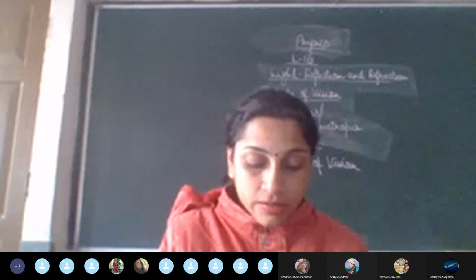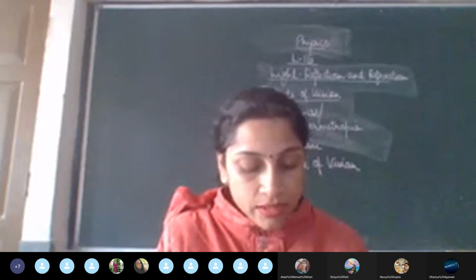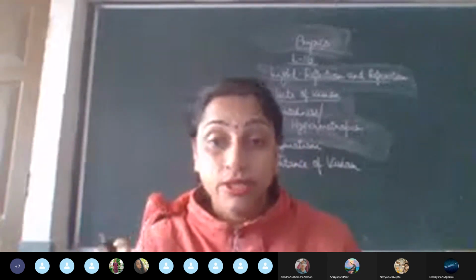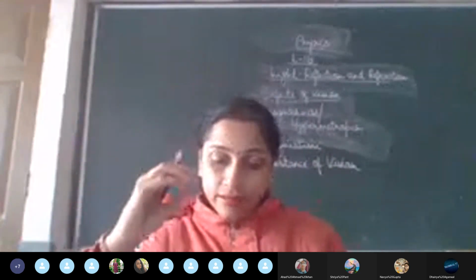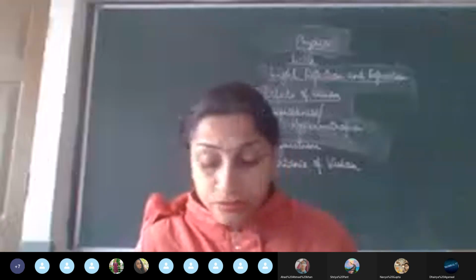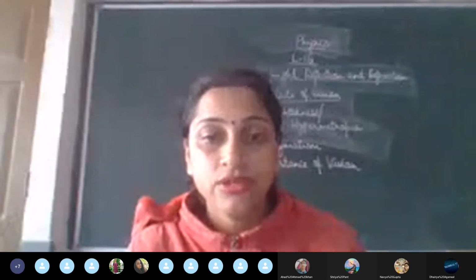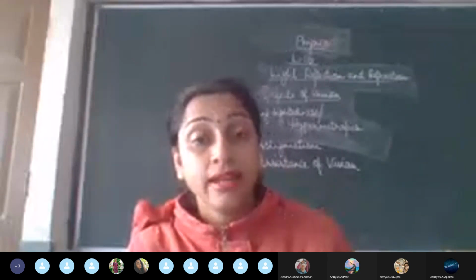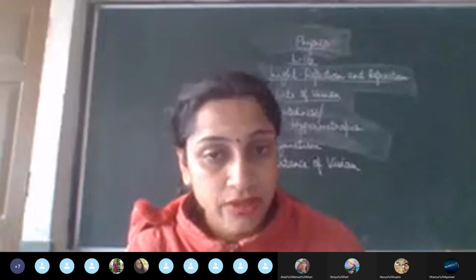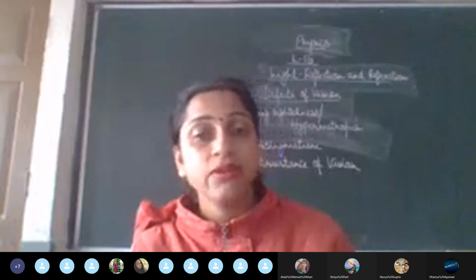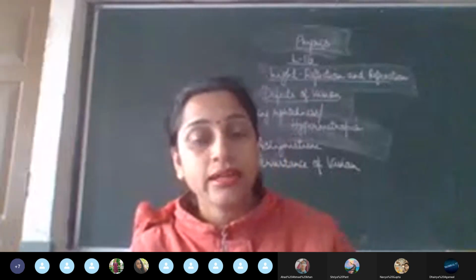So a cylindrical lens focuses, please underline the last line, the cylindrical lens focuses light into a line instead of a point. So in a proper manner, it is being focused and the image formation is taking place properly. So these are the defects and these are the corrections of some of the defects of vision. Again, I repeat, long-sightedness, short-sightedness, and third one is astigmatism.